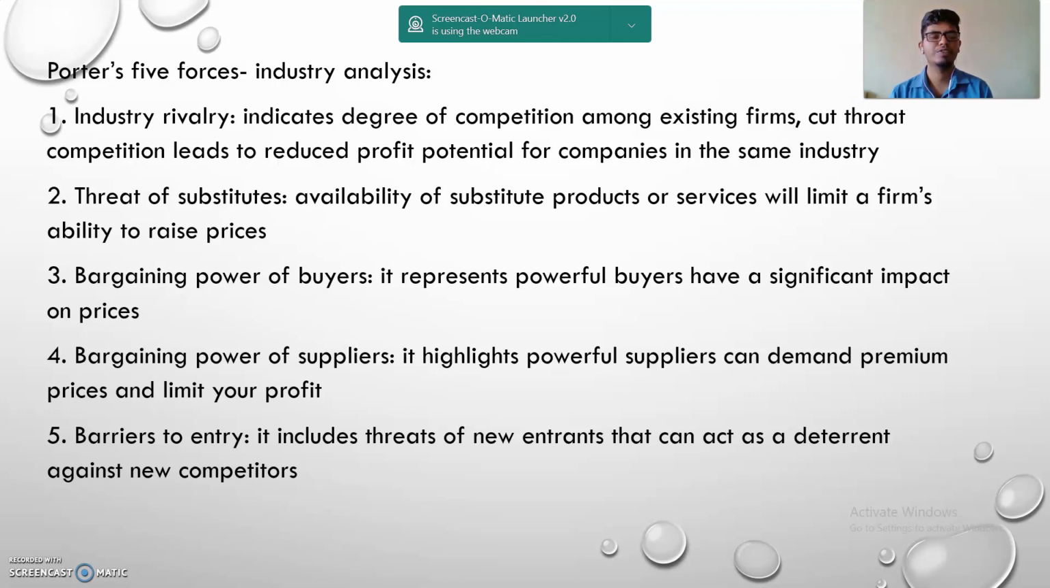Then bargaining power of the suppliers. It highlights that powerful suppliers can demand premium prices and limit your profit. You know, the suppliers also affect the company and the industry. So sometimes if they are major suppliers, then they will demand higher prices, more premium, more commission, and through that the profit earning capacity of the industry will reduce, correct? So that is what we need to analyze. The bargaining power of the suppliers also will affect the industry.